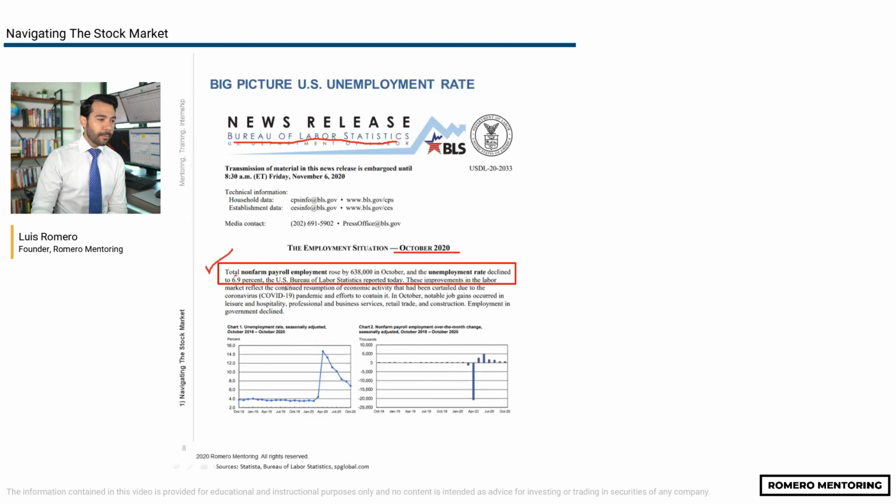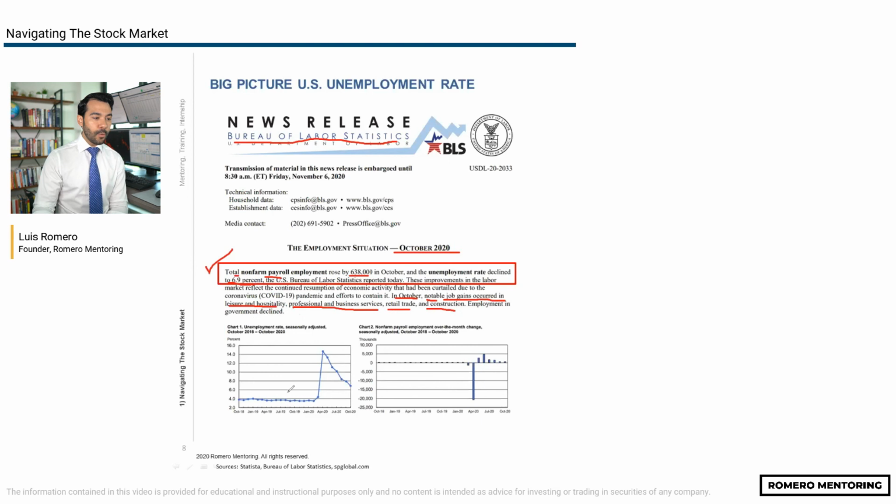So as I read here, total non-farm payroll employment rose by 638,000 in October, and the unemployment rate declined to 6.9%, the U.S. Bureau of Labor Statistics reported today. These improvements in the labor market reflect the continued resumption of economic activity that had been curtailed due to the coronavirus pandemic and efforts to contain it. See, this is important right here. Now we're using important information from this report. In October, notable job gains occurred in leisure and hospitality, professional and business service, retail trade, and construction.